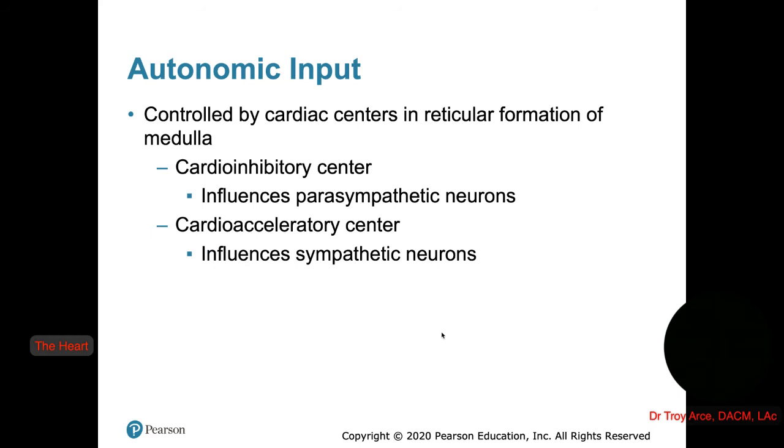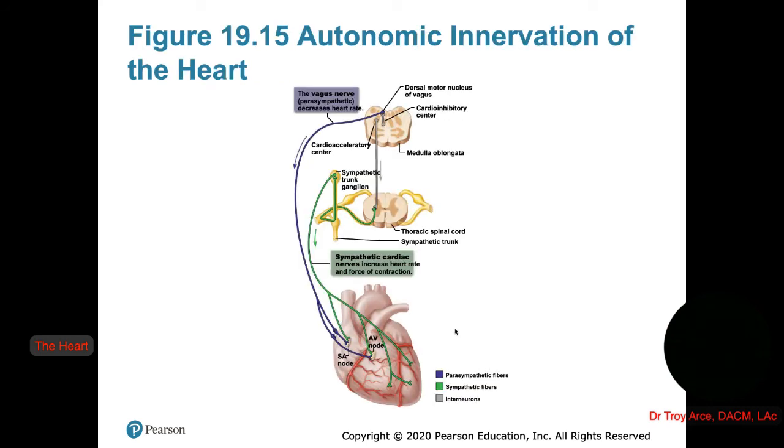You also have autonomic input controlled by the cardiac centers and the reticular formation of the medulla. So the cardio-inhibitory center influences your parasympathetic neurons, and your cardio-acceleratory center, you see it right now, it says it right there for you, accelerate. And your cardio-acceleratory center influences your sympathetic, which is going to increase heart rate. Inhibits, accelerates. So if you saw that on a test, you'd be able to differentiate that.